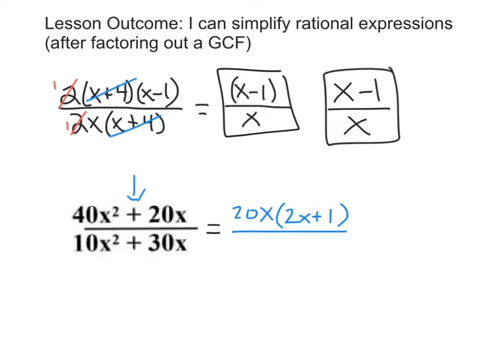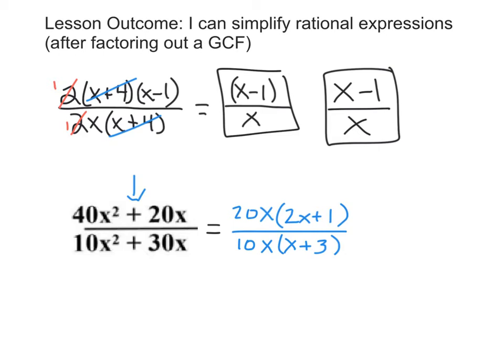In the denominator, the greatest common factor is 10 for the coefficients, and again an x. What's left in the parentheses? Well, 10x squared, if I factor out the 10 and an x, I'm left with an x. And in the 30x, if I factor out a 10, I'm left with 3, so plus 3, and we have factored that x out.